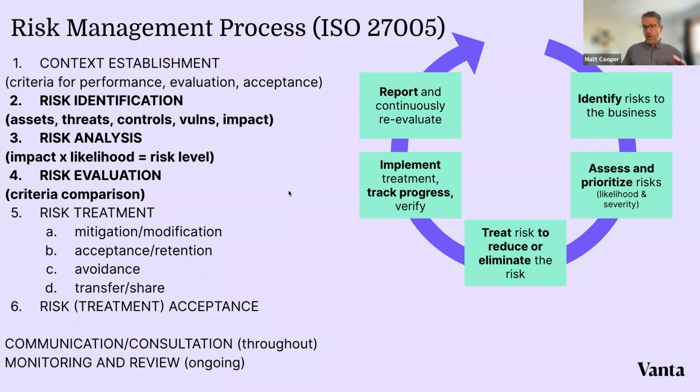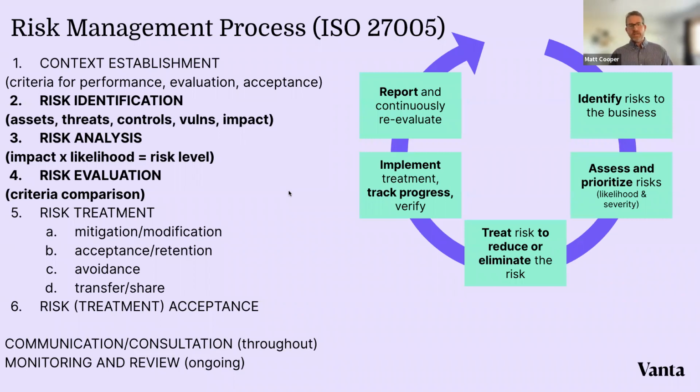3, we're going to avoid the risk. We're going to just stop doing this thing. We're not going to let you use your personal phone anymore, or whatever the thing might be, right? We're just going to stop doing it. And then 4 or D, transfer or share. And this typically looks like an insurance policy. So we're going to bring in someone to share this risk with us so that if it happens, we're not going to be fully on the hook for it. And especially monetarily, someone else is going to help us with that burden.